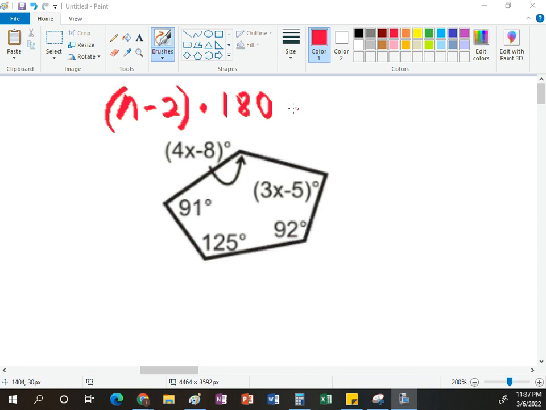And what we know is that the value that you have for the total is what you get when you add up all 5 of these interior angles. So you'd write 91 plus 125 plus 92 plus 3x minus 5 plus 4x minus 8 equals that total. You'll have to combine like terms and solve for x.